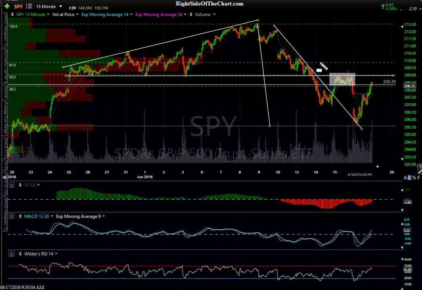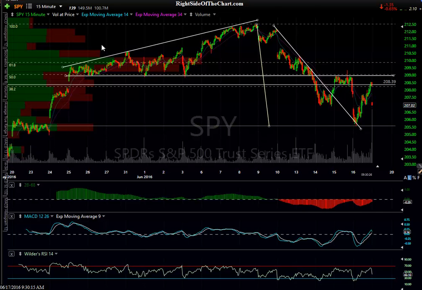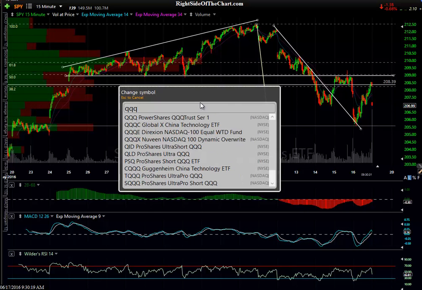And if we take it out, there's still room to go. You could retrace 61.8. Sometimes these retracements go even higher. But as of now, that's sort of where I'm looking to see a reversal. And if we go beyond there, I'll address that if and when those levels are taken out. So now let's just look at the Qs.